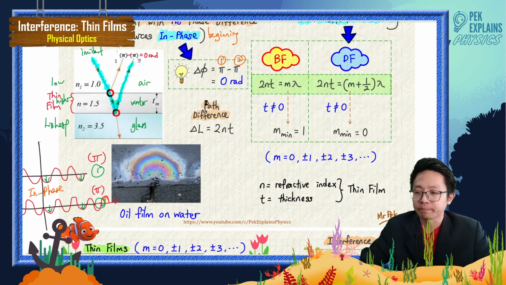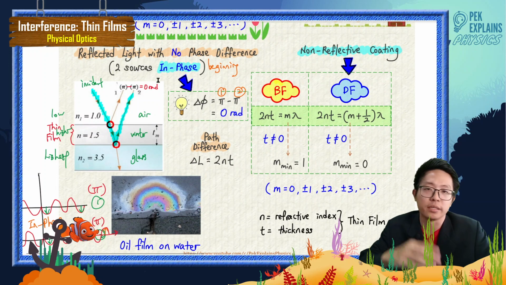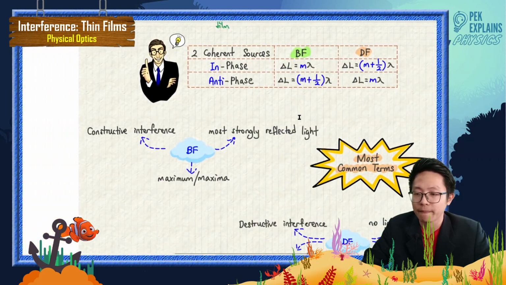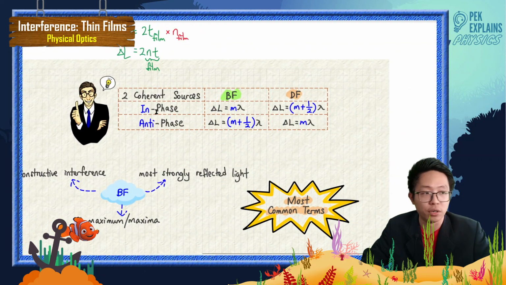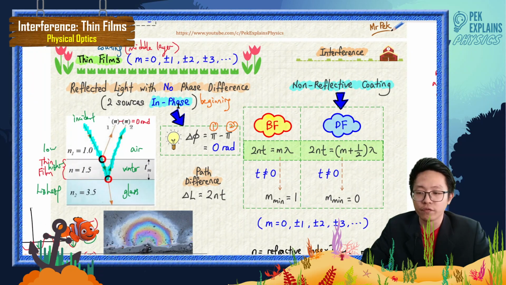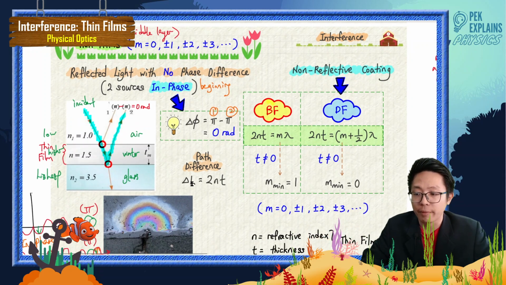Now, the first category is about in-phase source. For in-phase source, the bright fringe uses delta L equal to m lambda. The dark fringe uses m plus half lambda. So that's why it happens. So what's the path difference? The path difference is 2nt.